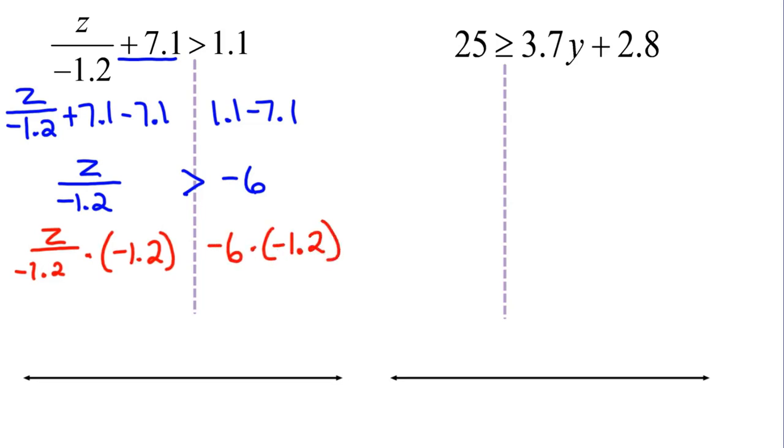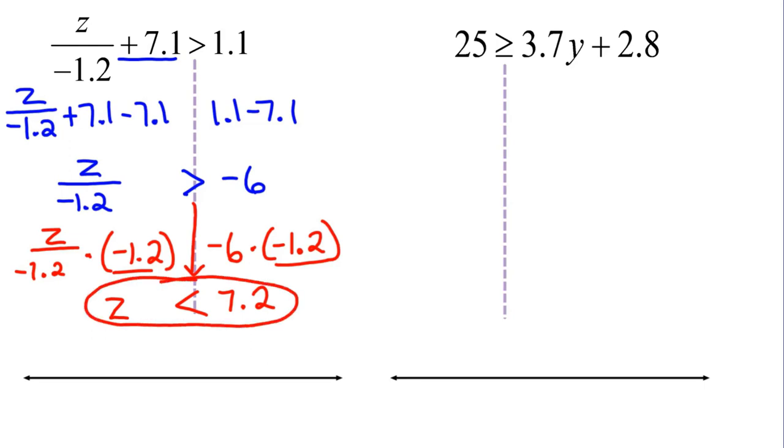Uh-oh. I'm multiplying both sides by a negative number. Left-hand side is z. Negative 6 times negative 1.2 is positive 7.2. And since I multiplied both sides by a negative number, that means, yes, you guessed it, I have to flip my inequality symbol around. So z is less than 7.2.